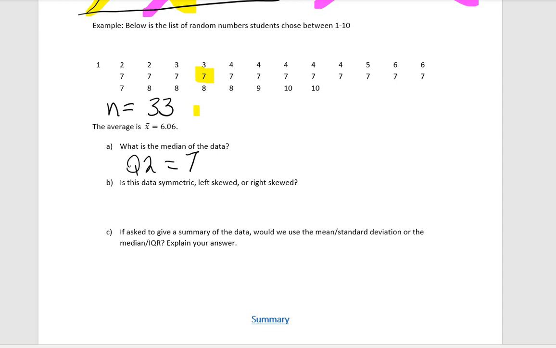Is the data symmetric, left skewed, or right skewed? Well, I could create a histogram, or I could say, hey, the mean in this case is less than the median. So the mean was 6.06, the median was 7. So if I just look one screen above, that tells me that this data is left skewed. So that means that our data will look like this.